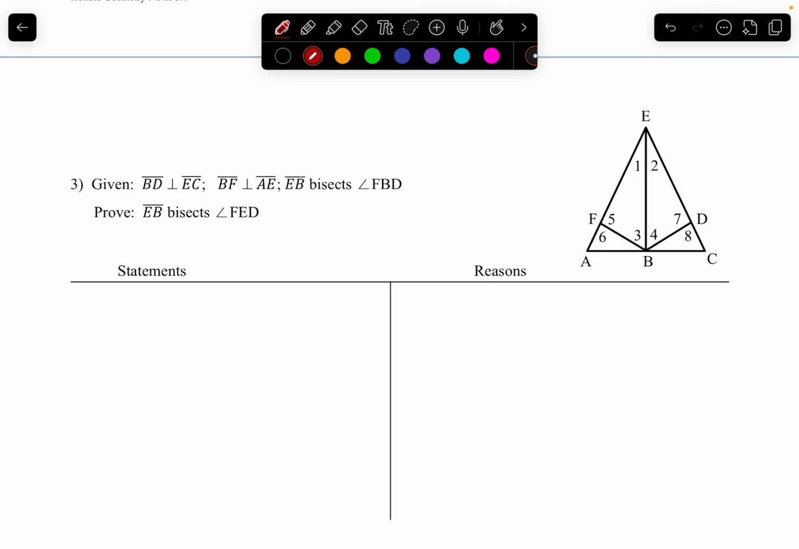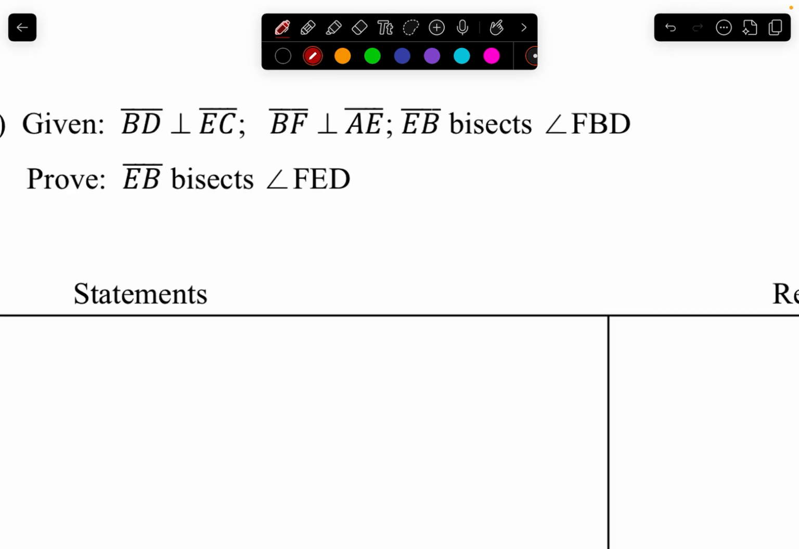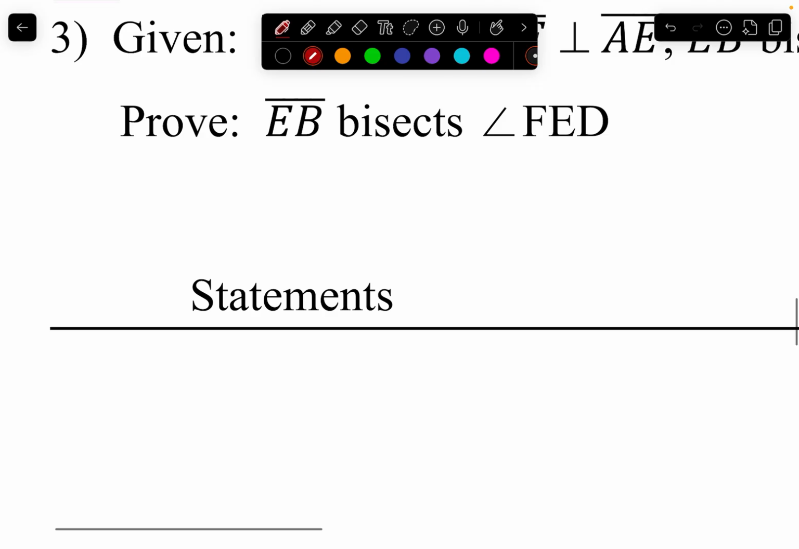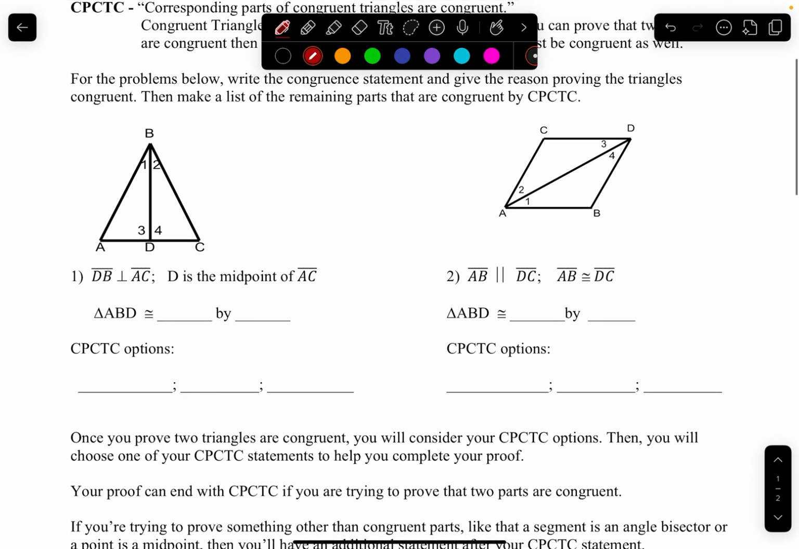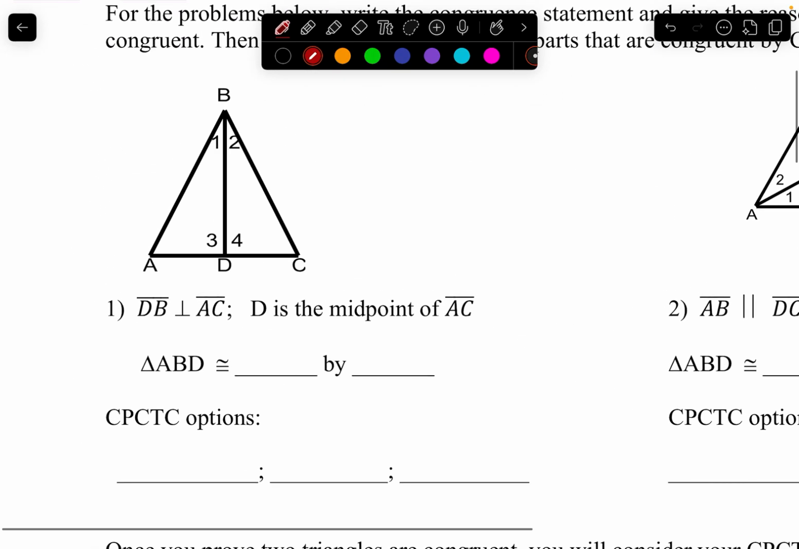So if on a quiz or a test, you see something that says prove this, other than prove that these two triangles are congruent, in your brain, you should say, ooh, I'm going to be using CPCTC. And I'm going to show you how to use CPCTC, and I'm going to make it as easy for you as possible. So this first example here, I've given you some information.